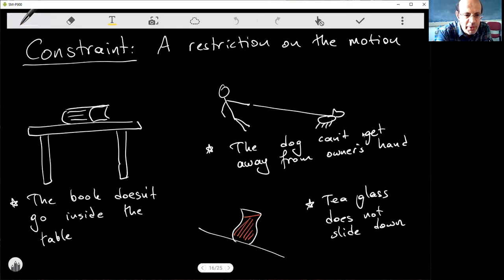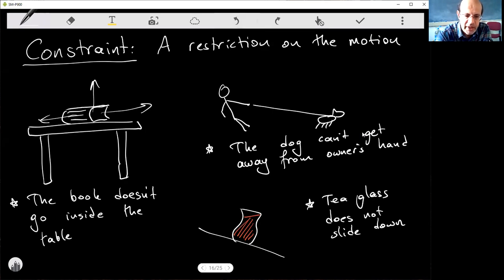So we have been talking about the constraints. A constraint is basically a restriction on the motion. Because of some physical restriction, an object cannot move in an arbitrary way. For example, the book on the table can move horizontally, or it can move vertically up, but it cannot go down because, well, the table is there, obviously. So the table somehow prevents the motion of the object.